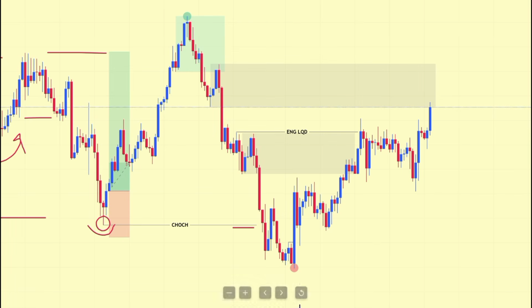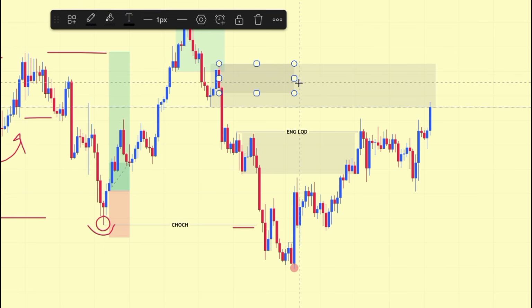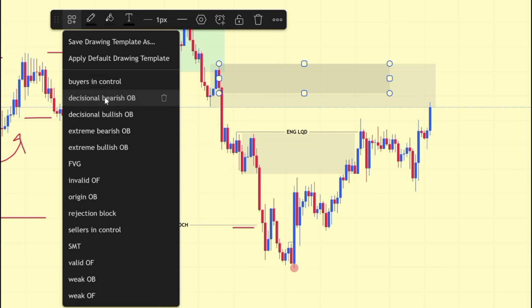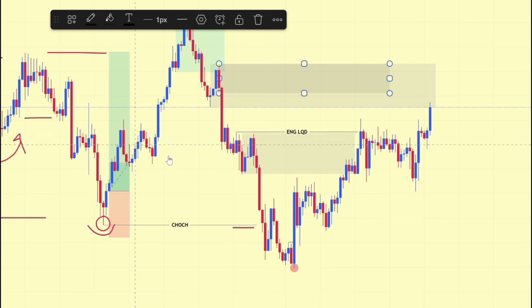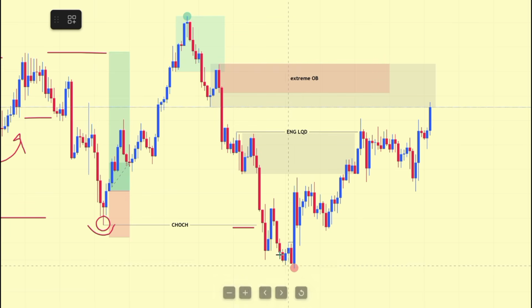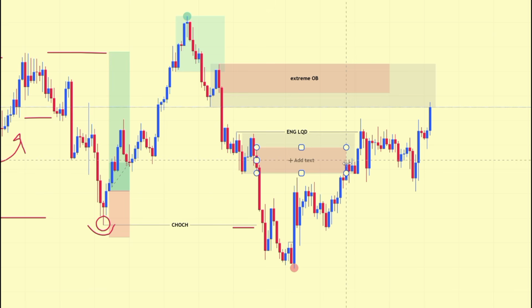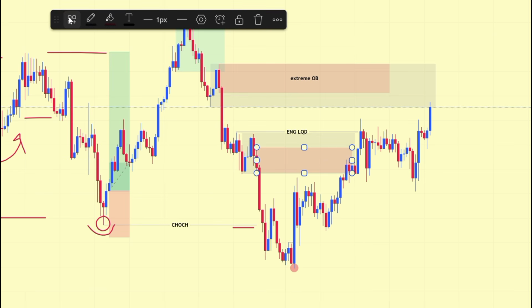Okay, so now let's mark the order blocks. Of course, it will be easy now since we have the decisional and extreme order flow. So this is of course our extreme order block, exactly right there, extreme bearish order block. And this one here, yeah, this is what we call the decisional order block, exactly right there. So that makes the decisional bearish order block.